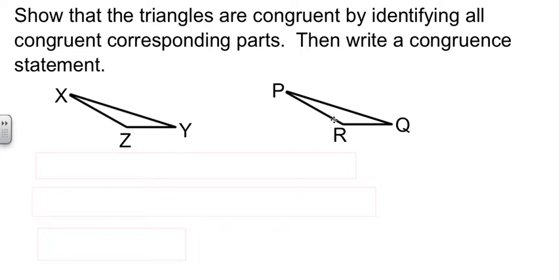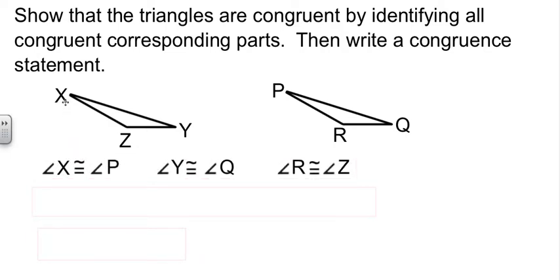Clearly these are the same triangle. I mean, you can see it. I superimpose one on top of the other, but we'll put it back over there so we can work with it. So which angles match up? Angle X is in the same place as angle P. Angle Z is in the same place as angle R, and angle Y is in the same place as angle Q. So those angles are corresponding to each other.